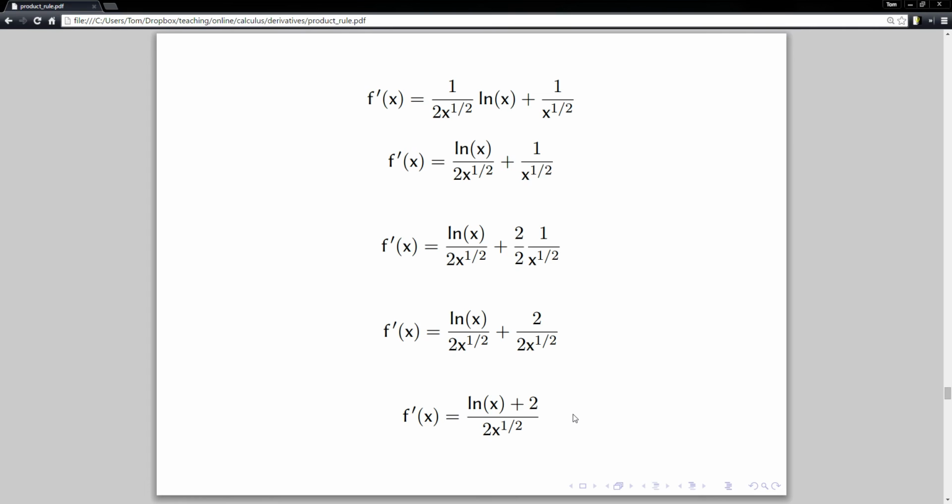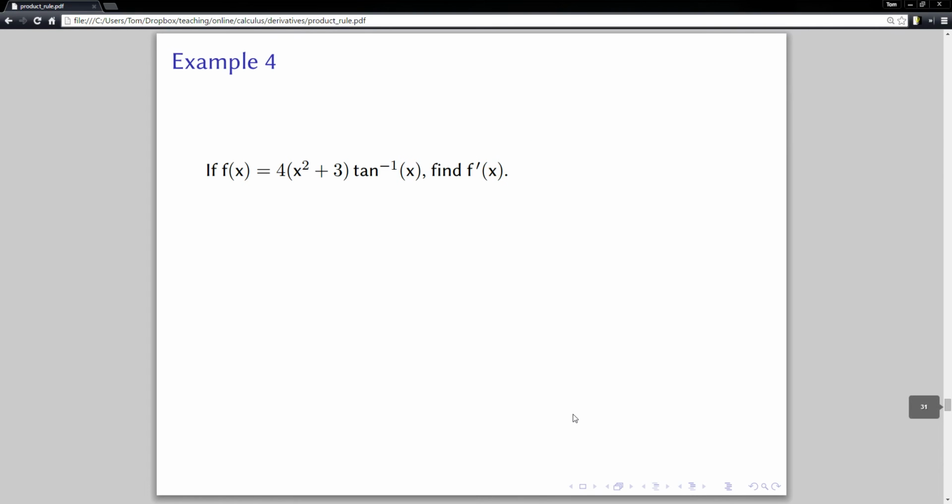So, all right, one more example here. Let's take a look at this function. If f of x equals 4 times x squared plus 3 times the inverse tan of x, find the derivative. So on this one, again, it's the product of two functions. And in fact, you might say, well, look, there's 3 functions being multiplied here. And that's true, right? But this one is a constant, okay? It's just a number. So we know that we have the constant multiple rule.